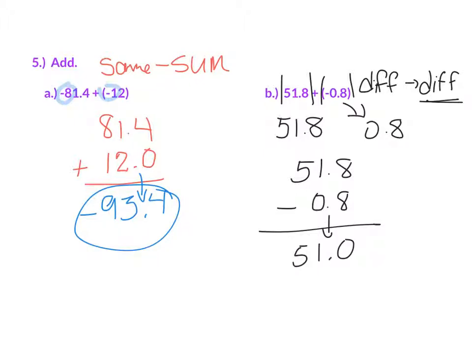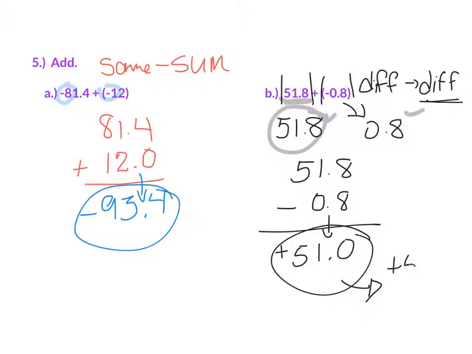Now the question becomes, what is the sign? So I look at these two absolute values. The larger of the two is the 51.8. So I take on the sign of that, and that is positive. So my final answer is positive 51. And now it is written right now as 51.0. And with the positive sign, you could write that as positive 51 without the point 0, or just plain old 51, because we assume that that's positive without any sign in front of it.